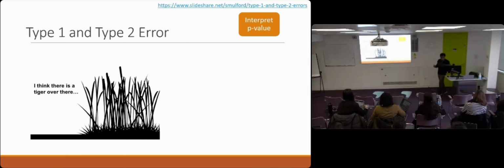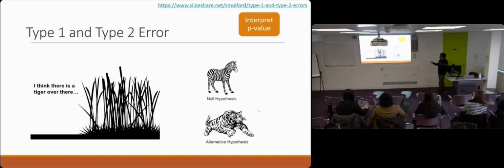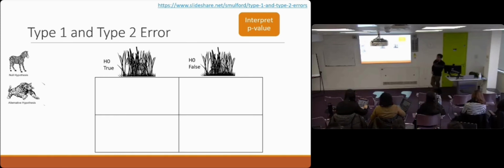Let's understand the error again with one example. Let's say that I think there is a tiger over there, but the null hypothesis is not tiger, it's zebra, and the alternative hypothesis is it's a tiger, right? Now what's the condition here? The null hypothesis is it's a zebra, the alternative is it's a tiger. What will come here?